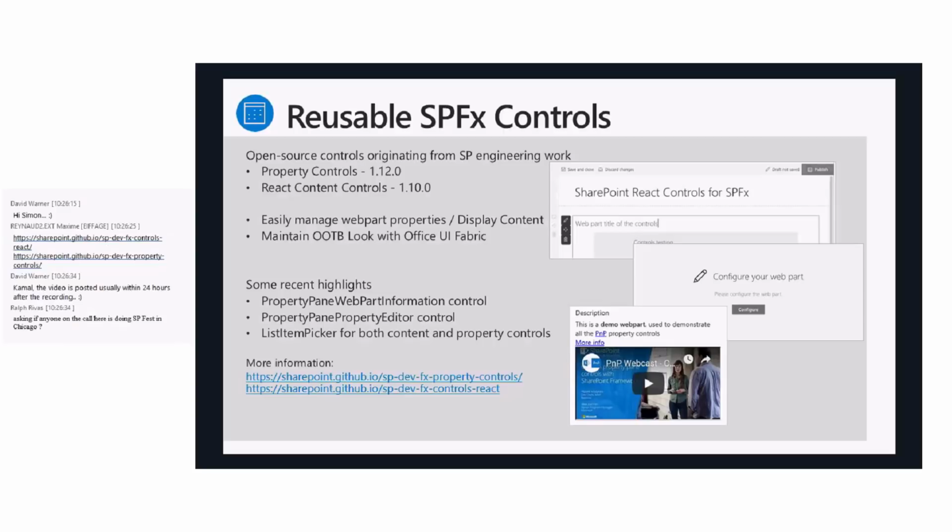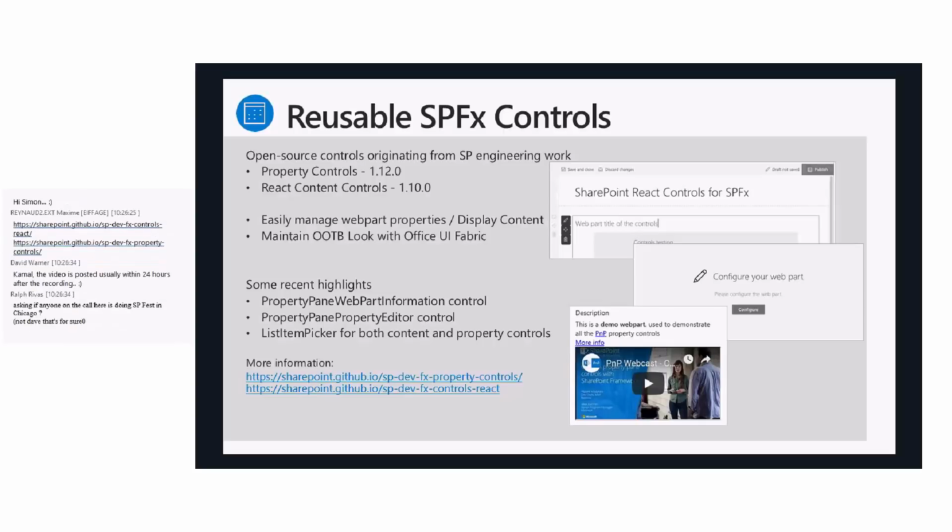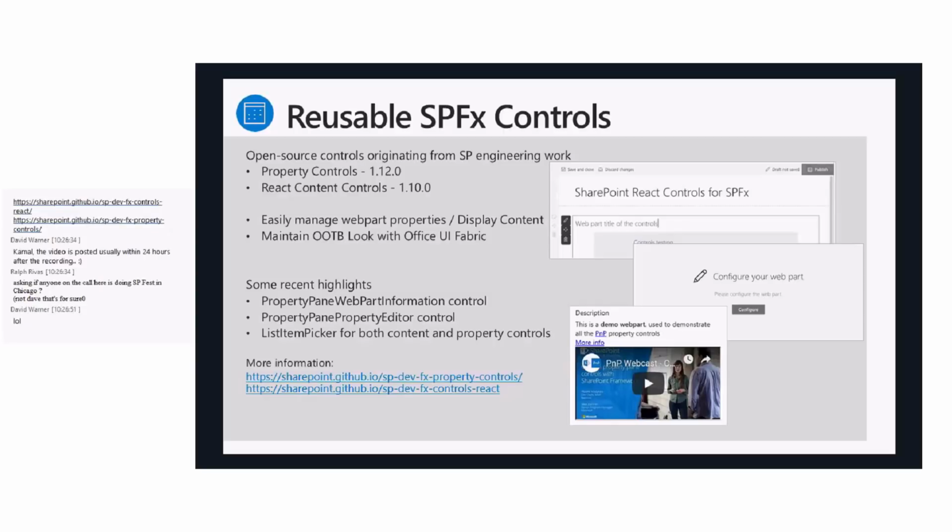Some recent highlights: the property pane web part information control, property pane property editor control, and the list item picker for both content and property controls have been added recently. Great stuff. Really shortcut your development and save your time.